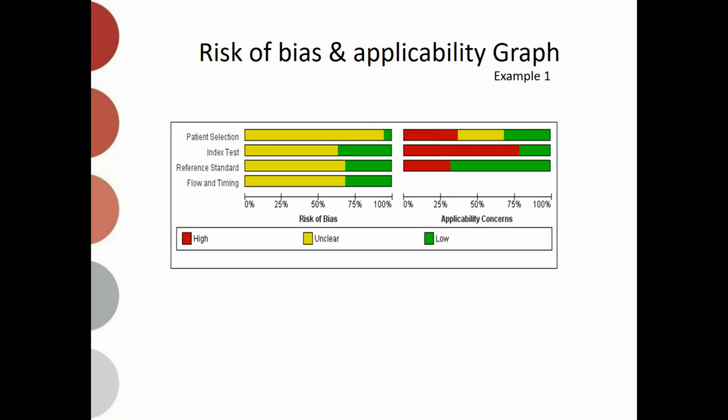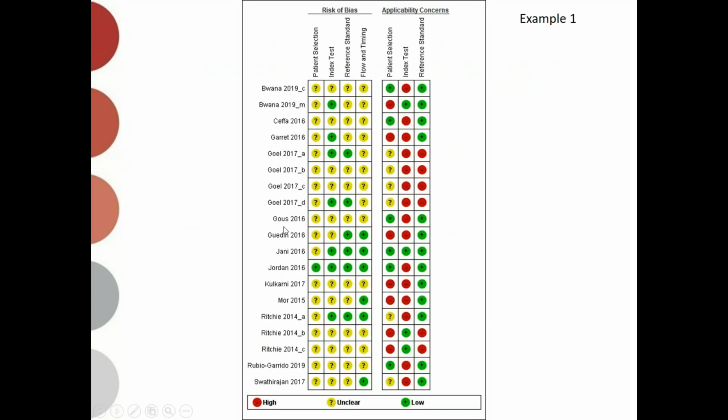So you can summarize the results in the form of a graph, or again, summarize them as individual studies as per the domains. For all these included studies, you can see how each particular study scored in the domains. For risk of bias, this particular study was largely unclear for all the domains and so forth.